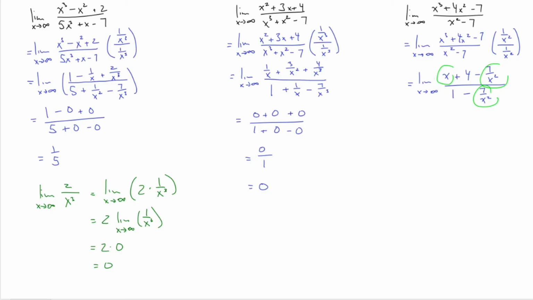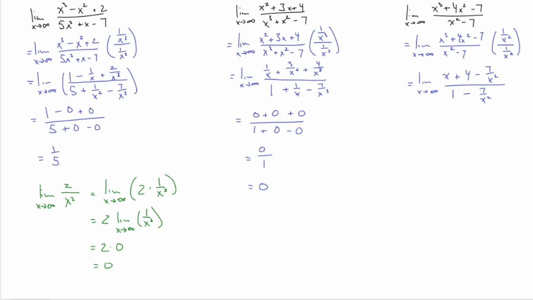And so what we essentially have is infinity plus 4 minus 0 over 1 minus 0. Well, 1 minus 0 is 1, 4 minus 0 is 4, so we essentially have infinity plus 4, which is infinity, over 1. We have infinity over 1, or infinity. That's just reasoning it out, thinking about it stage by stage. That's the way I want you to think about it.